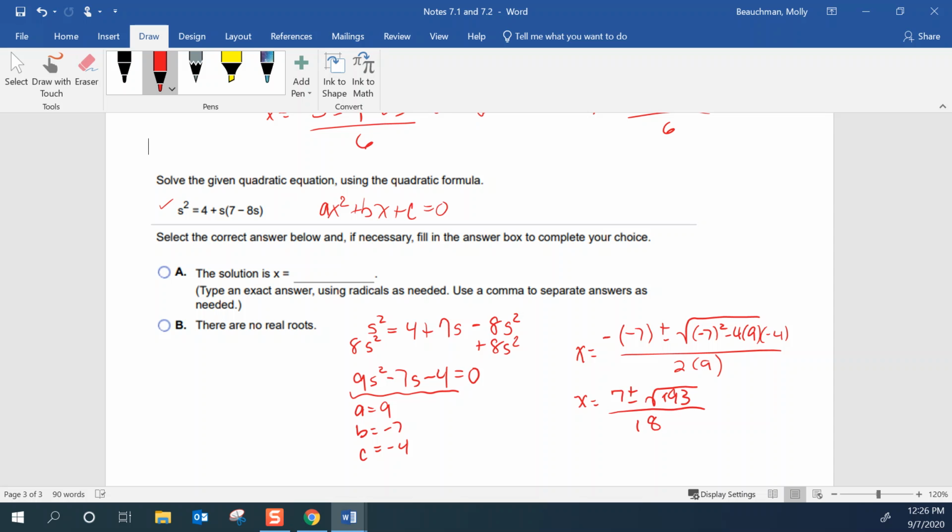It is not. And it does not simplify. The solution says type an exact answer. That means leave it in radicals. Use a comma to separate. So our two solutions are 7 plus the square root of 193 all over 18, and 7 minus the square root of 193 over 18.